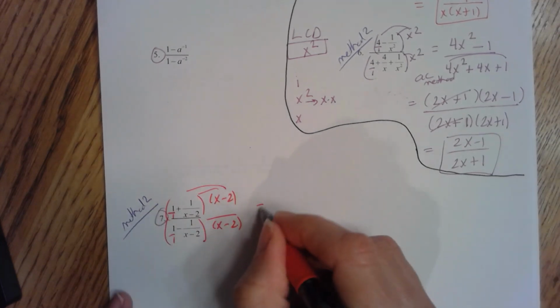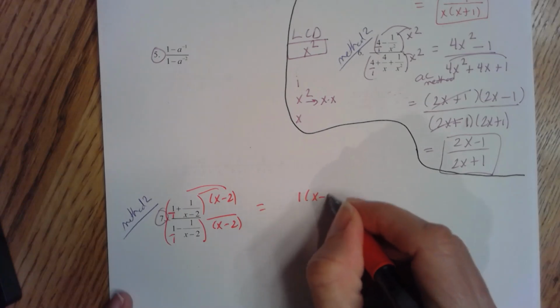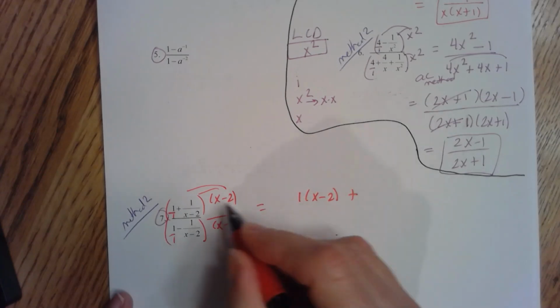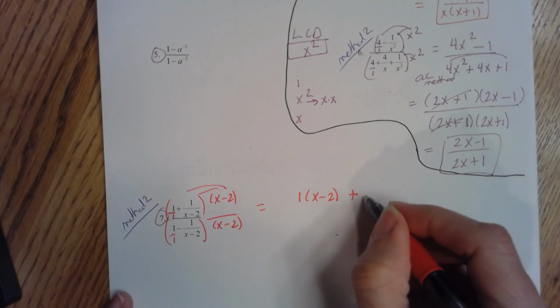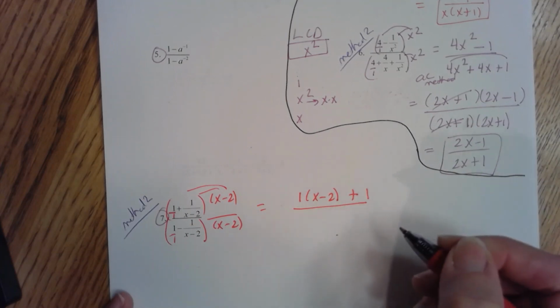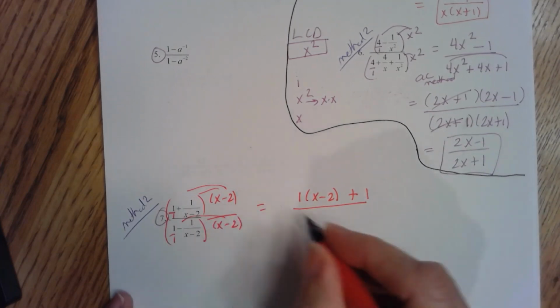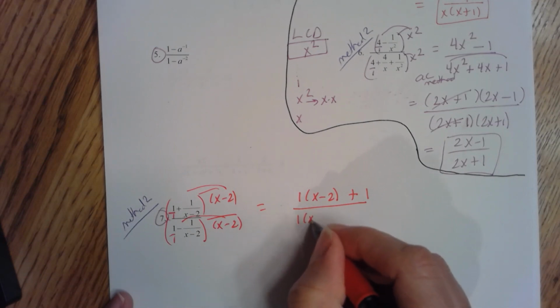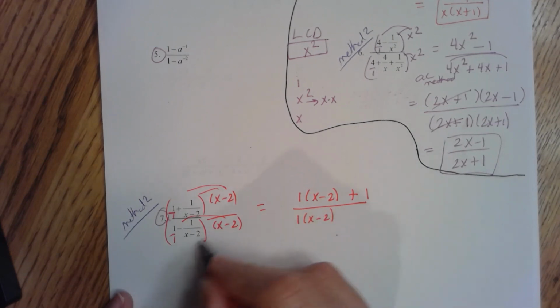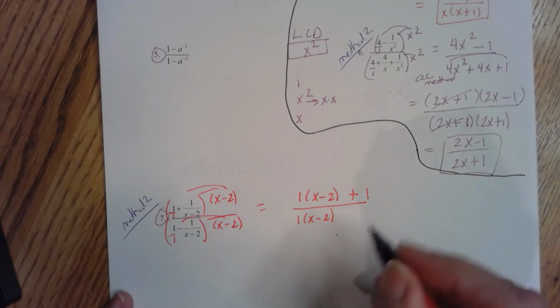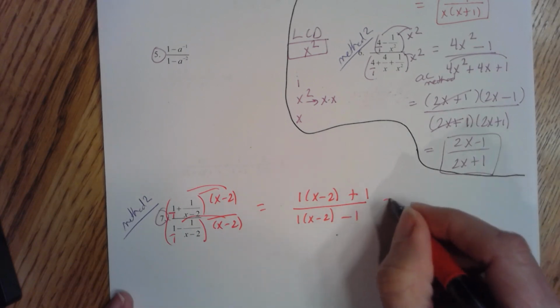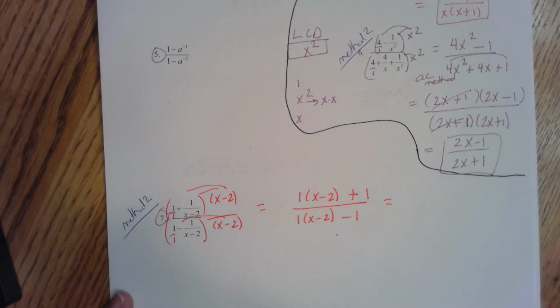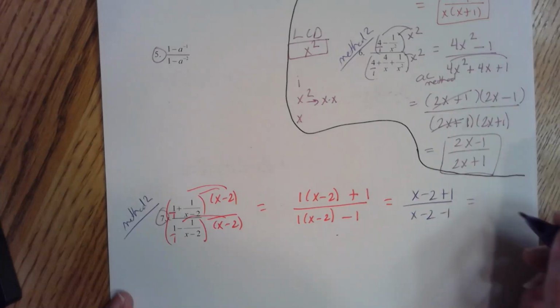When we distribute that to the top, we're going to get 1 times the x minus 2, plus, in the second fraction, the x minus 2's will cancel, and we're just left with a 1. In the denominator, when we multiply x minus 1 times 2, we just get 1 times x minus 2. Again, the x minus 2's are going to cancel in that second fraction, and we get a minus 1. So then we'll distribute the 1. We'll end up with just an x minus 2 plus 1.